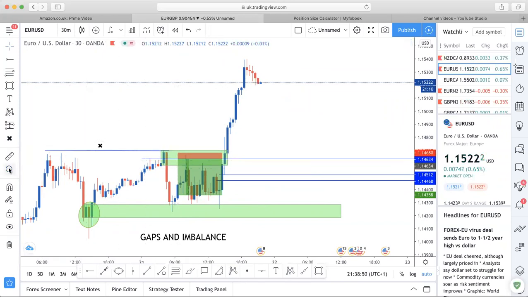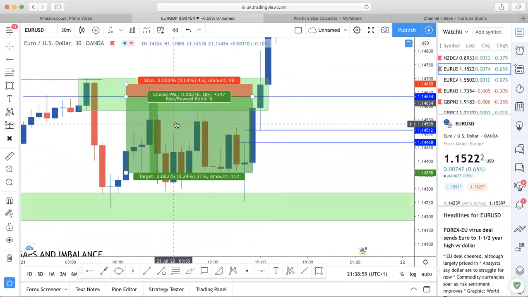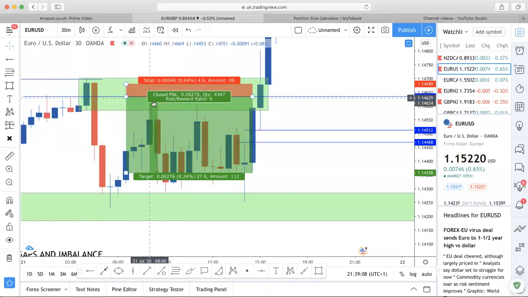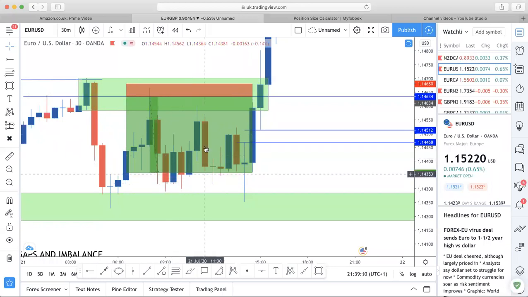I want to zoom in. Oh my God, what's this doing? Look at that. 1 to 6. You're risking 1% of your account to make 6% only by this trade. What did you use? An imbalance. You saw an imbalance. You saw an institutional candlestick. 50% of the institutional candlestick price came in and boom, it sold off.